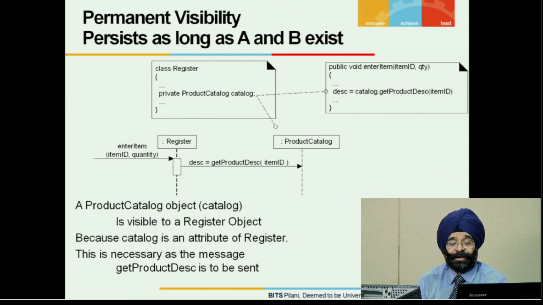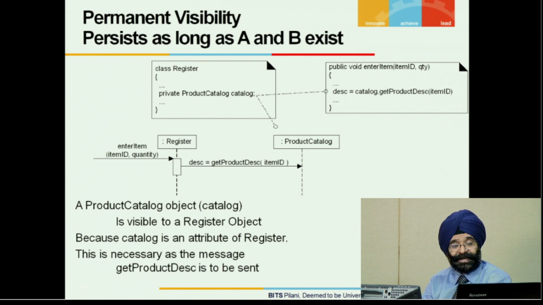As long as an object of class register continues to exist, product catalog will continue to be visible as an object called catalog. So what is visible is not product catalog. What is visible is the object catalog, which is of type product catalog, which means the entire implementation of catalog has been described in the class called product catalog. But what we talk about in terms of visibility is in the object called catalog.